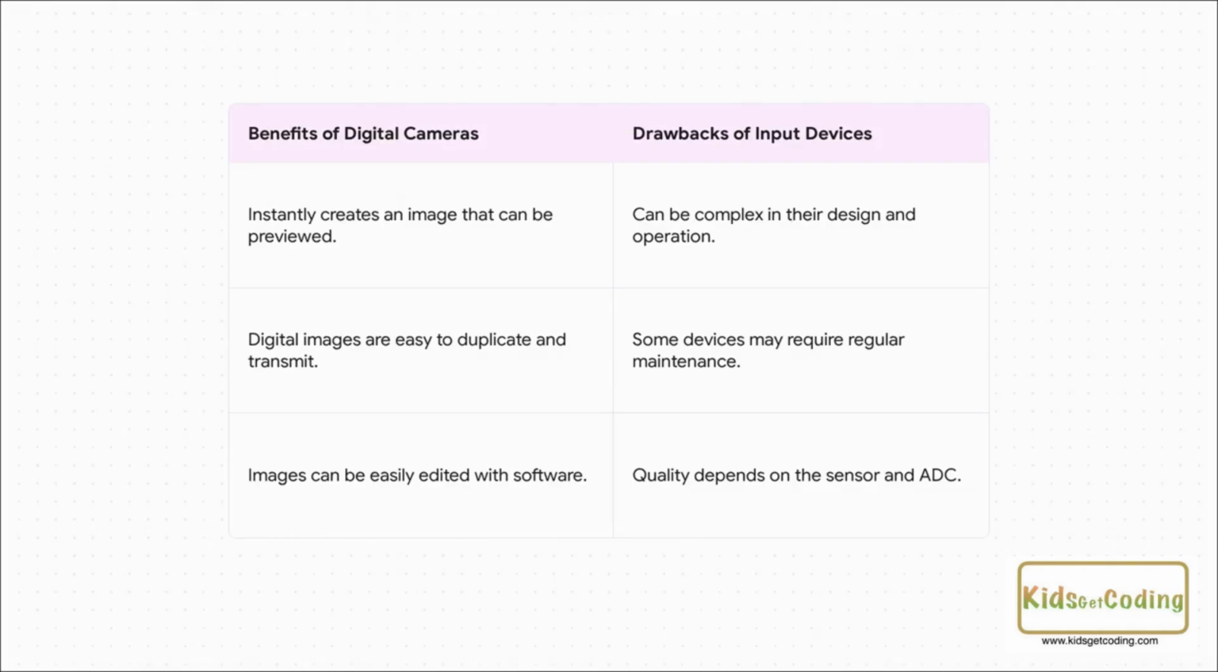And this process gives us some amazing benefits, right? We get instant photos we can see right away, we can copy them a million times, and we can edit them with software. But there's always a trade-off. The cameras themselves can be pretty complex. And most importantly, the quality of your photo is only as good as its weakest link. It all comes down to the quality of that sensor and, you guessed it, the precision of that analog-to-digital converter.